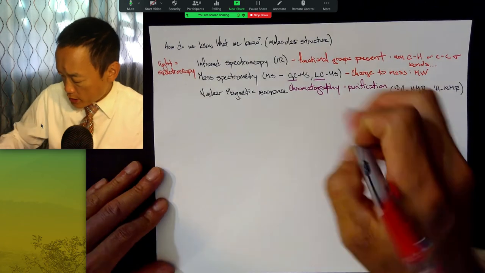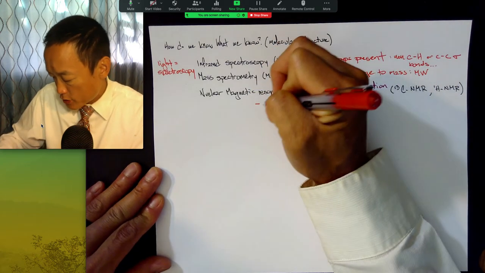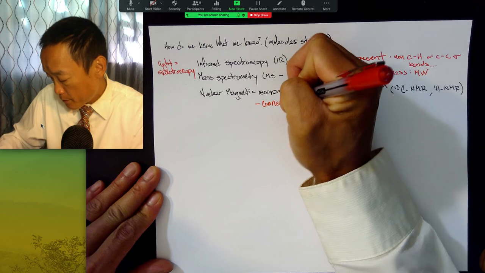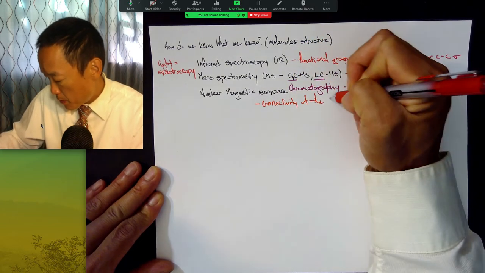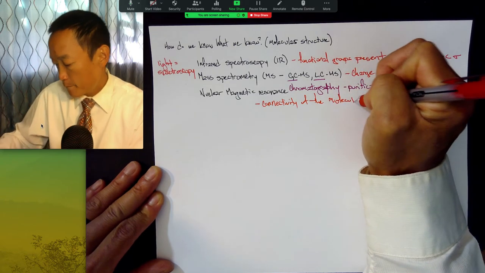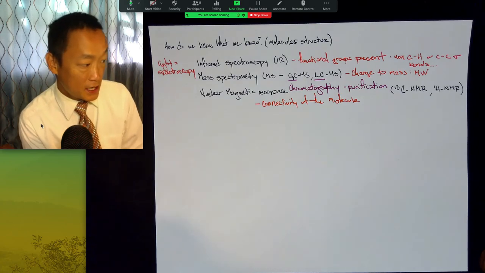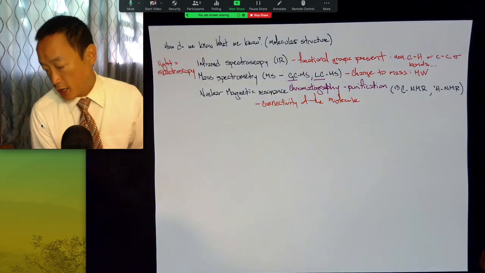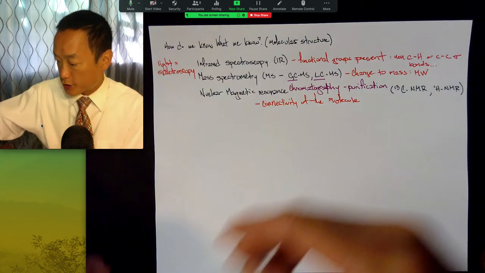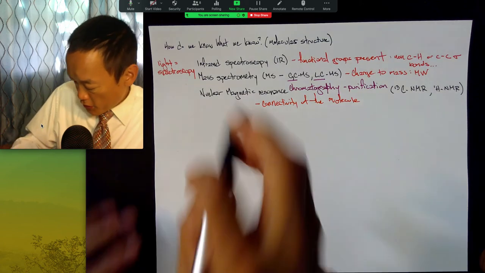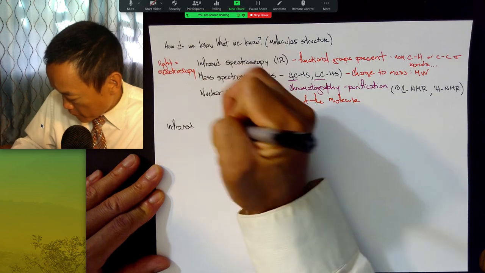Then what does nuclear magnetic resonance afford us? Nuclear magnetic resonance affords us the connectivity of the molecule. Okay? And so we're going to just be diving into each one of these things and being able to piece them together to determine a molecule structure. And where we're going to start is with infrared spectroscopy.